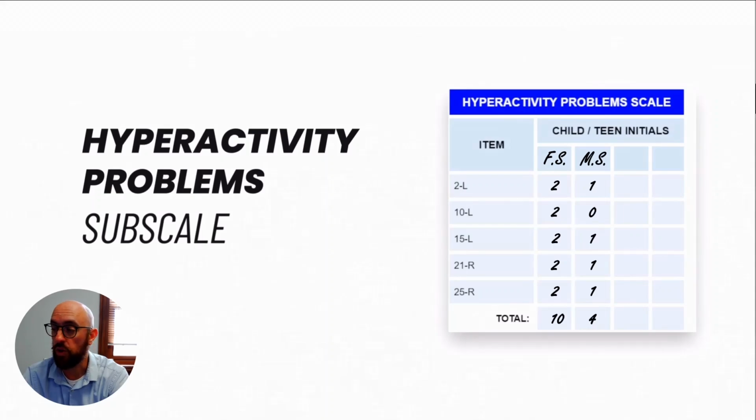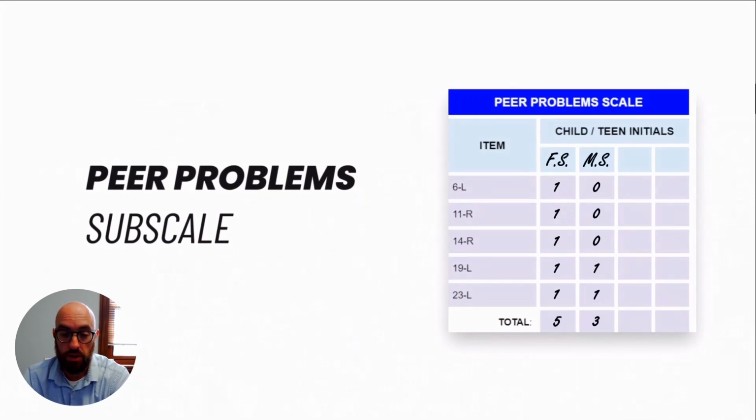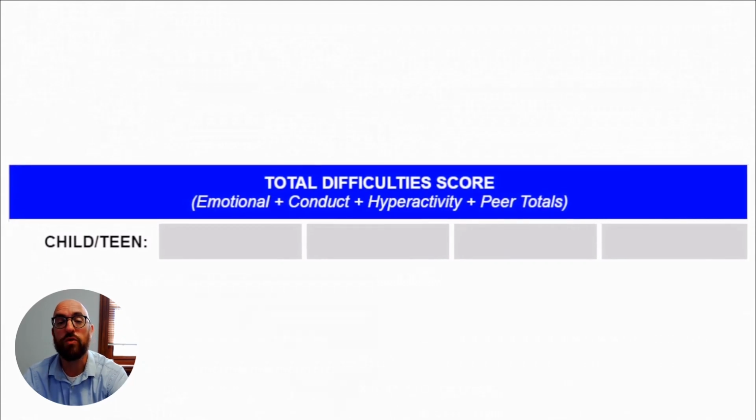Then we're going to turn to the peer problems, and it's kind of this different color here that you can see. And we're going to put in their scores, but in doing so, make sure you note there are 2 items that are right anchored. Next, at the bottom of the data summary sheet, you will see something like this. This is the total difficulties score, and it gives you an overarching score of how many difficulties are happening.